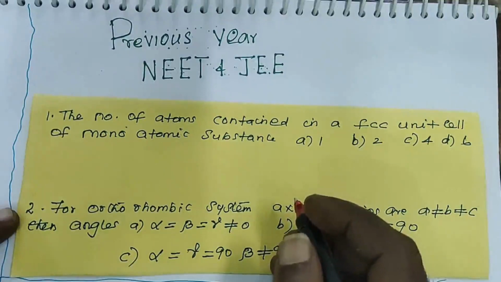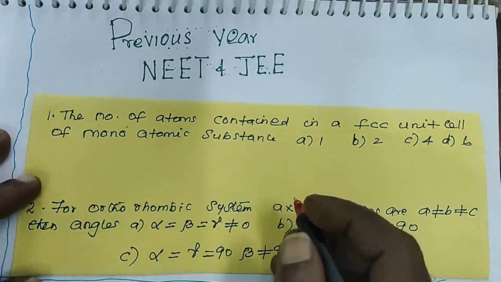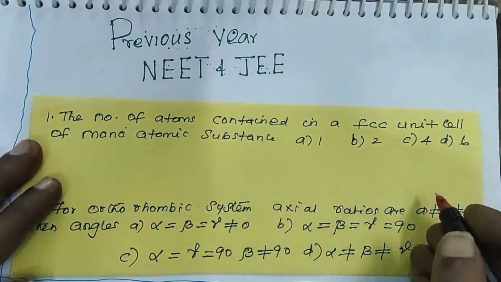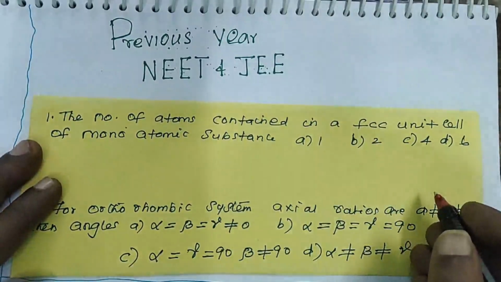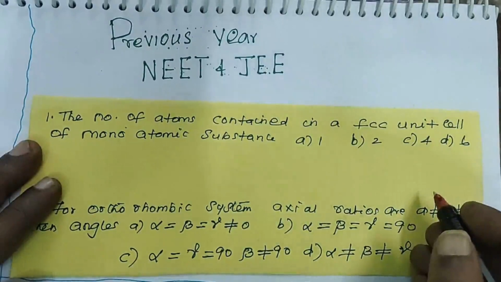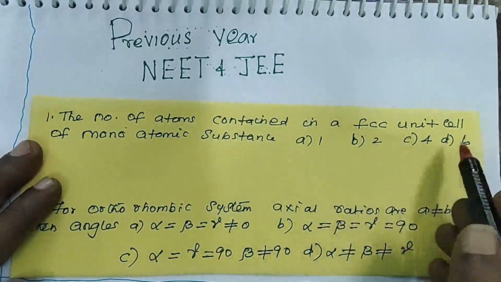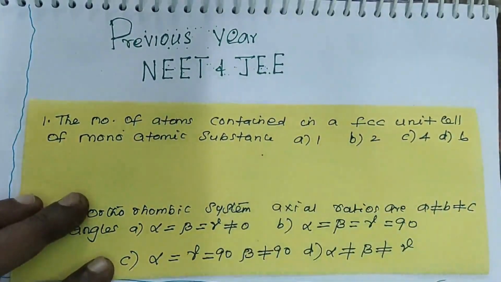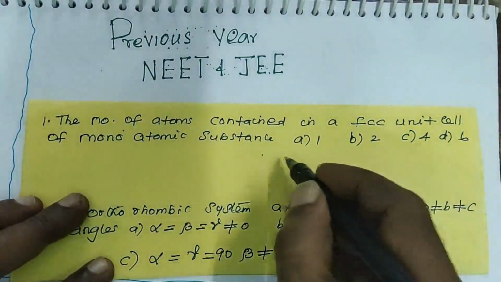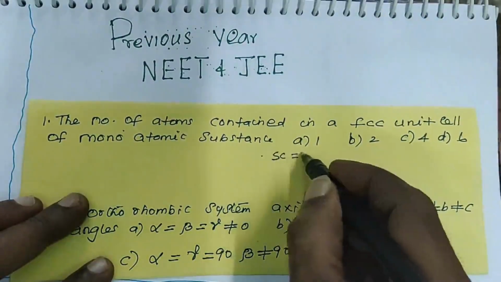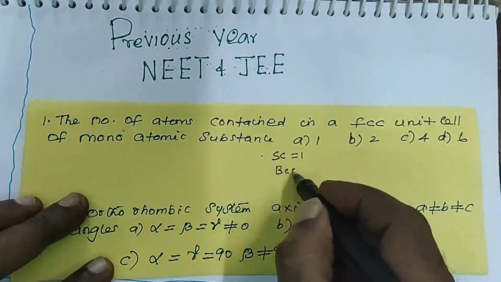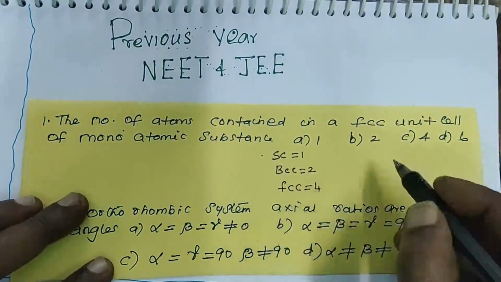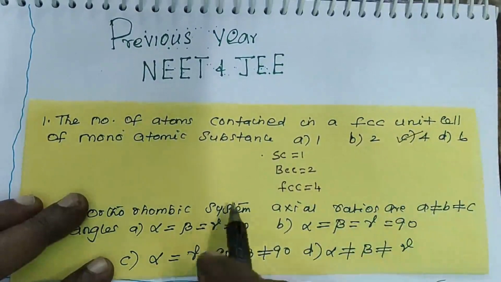So today's class is fully based on NEET questions. The number of atoms contained in an FCC unit cell of a monoatomic substance. Options: 1, 2, 4, 6. Simple cubic is 1, body centered BCC is 2, face centered is 4. So here it is face centered, so option C is correct.